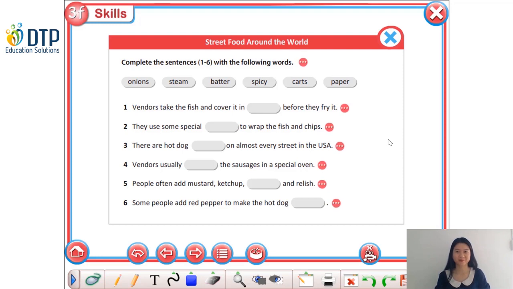The first one, what do vendors use batter for?